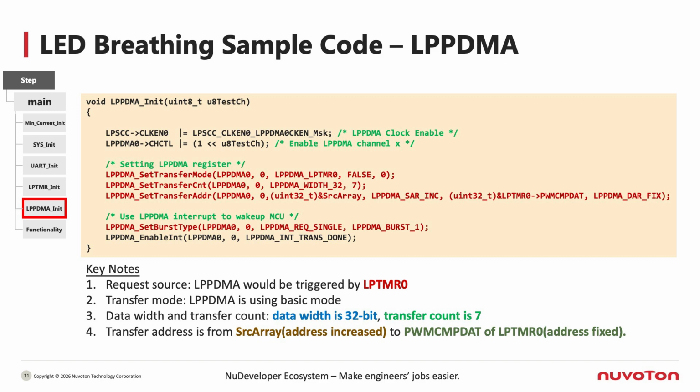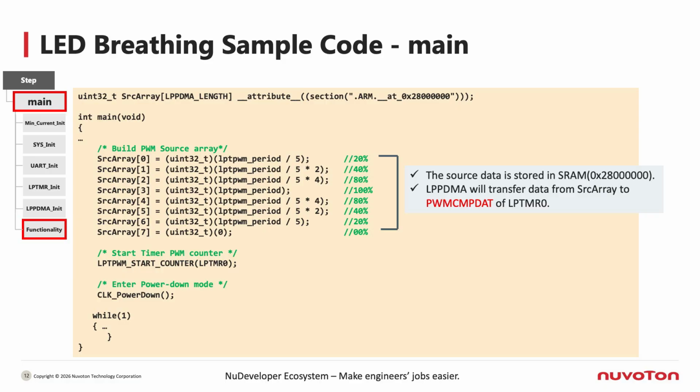Finally, we enable the Low Power PWM interrupt, so that when the transfer is complete, it will trigger an interrupt to wake up the MCU. Here, we first create an array where each element represents a value to be written into the Low Power Timer's PWM compare register. Each value corresponds to a different PWM duty cycle, which allows the LED to display varying brightness levels. Next, we start the Low Power Timer PWM, and the MCU can enter power down mode. The PWM will run automatically, and the CPU doesn't need to get involved at all.